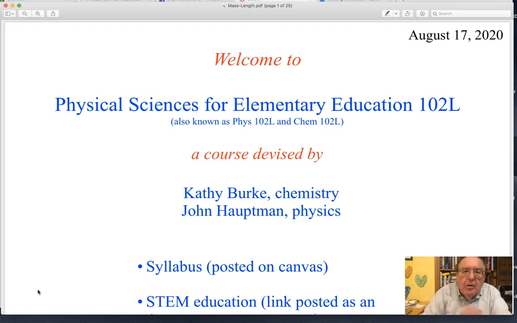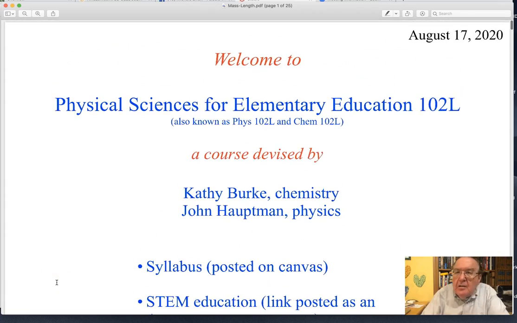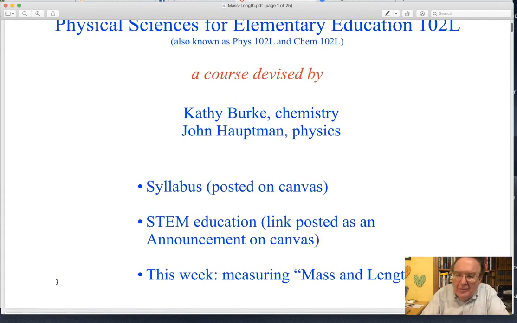It's asynchronous. So this course is also known as Physics 102L or Chem 102L because there are two components. This course was devised by Kathy Burke in the chemistry department and by me in the physics department. We've taught it for some time, and this is the beginning of this semester. We've never taught it online before. There will be snags and difficulties. Please be patient, okay? And if you have suggestions for us, please give us those suggestions and we'll do our best.